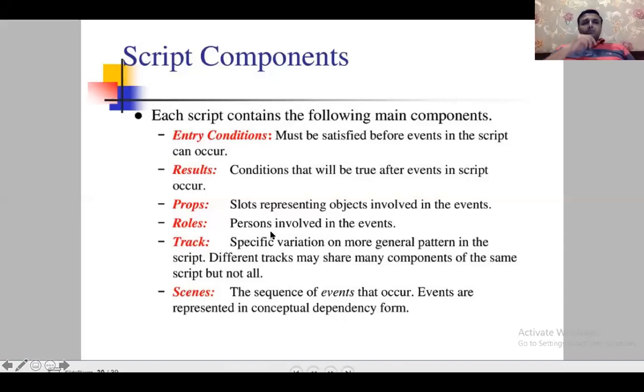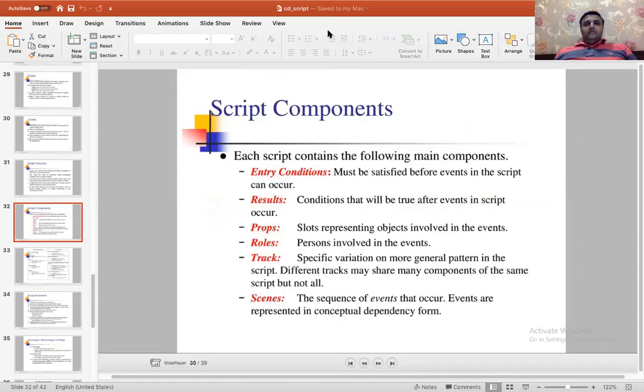Okay, so in script components, what happens? In a script component, you can find the following things. Okay, so what is the first one? That is the entry condition.